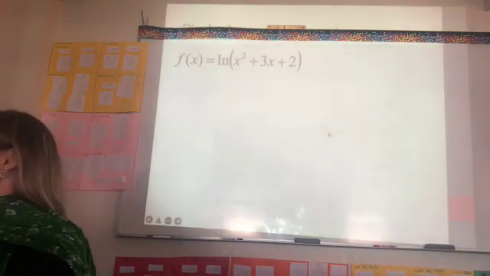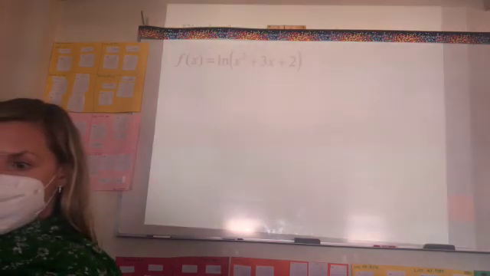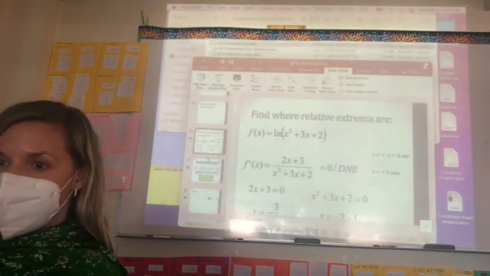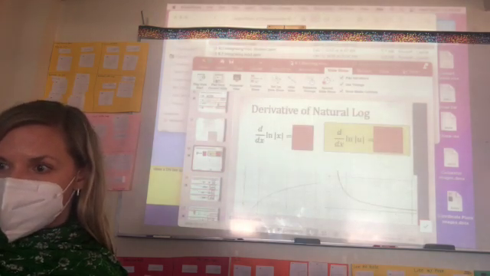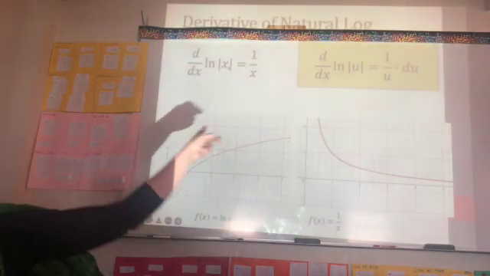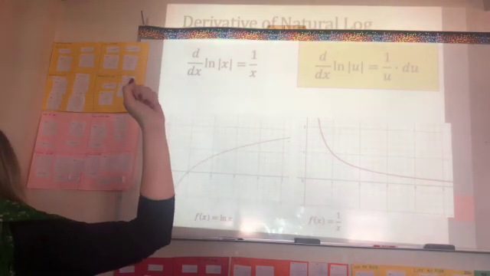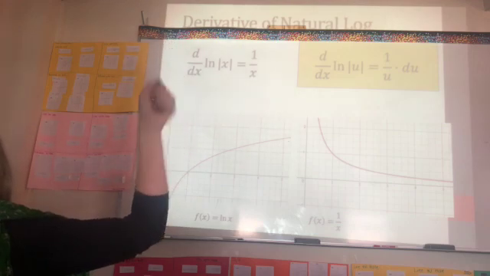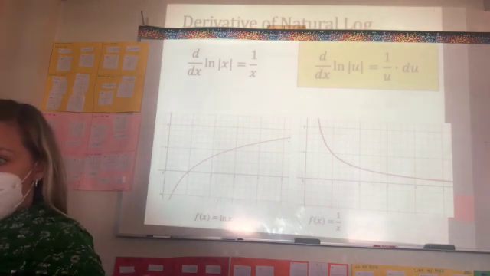What's the formula for the derivative of ln of x, or ln of u? 1 over x, but times the derivative of u, the inside, because we almost always have to use the chain rule. Recall this slide: the derivative of ln of u is 1 over u du. So it's 1 over the argument times the derivative of the argument. That's what we're using to solve it.